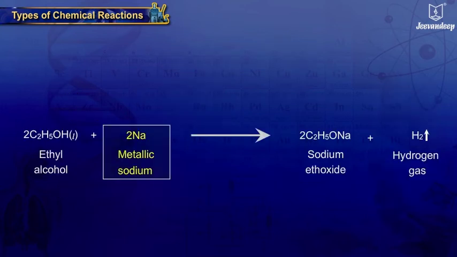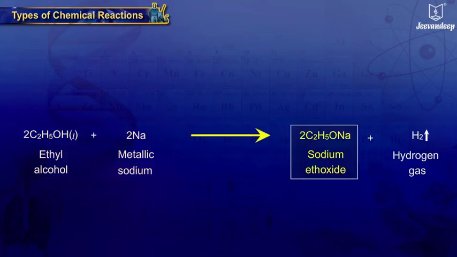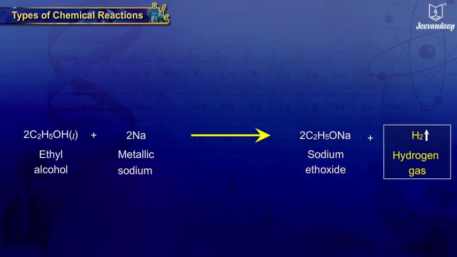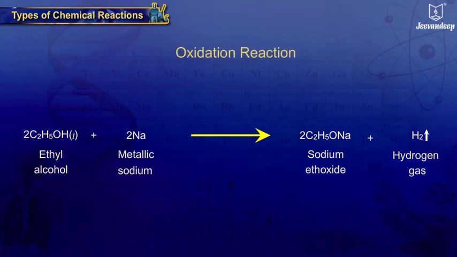When sodium is reacted with ethyl alcohol, sodium ethoxide and hydrogen gas is formed. Here, hydrogen is removed from ethyl alcohol. Hence, this is oxidation reaction.